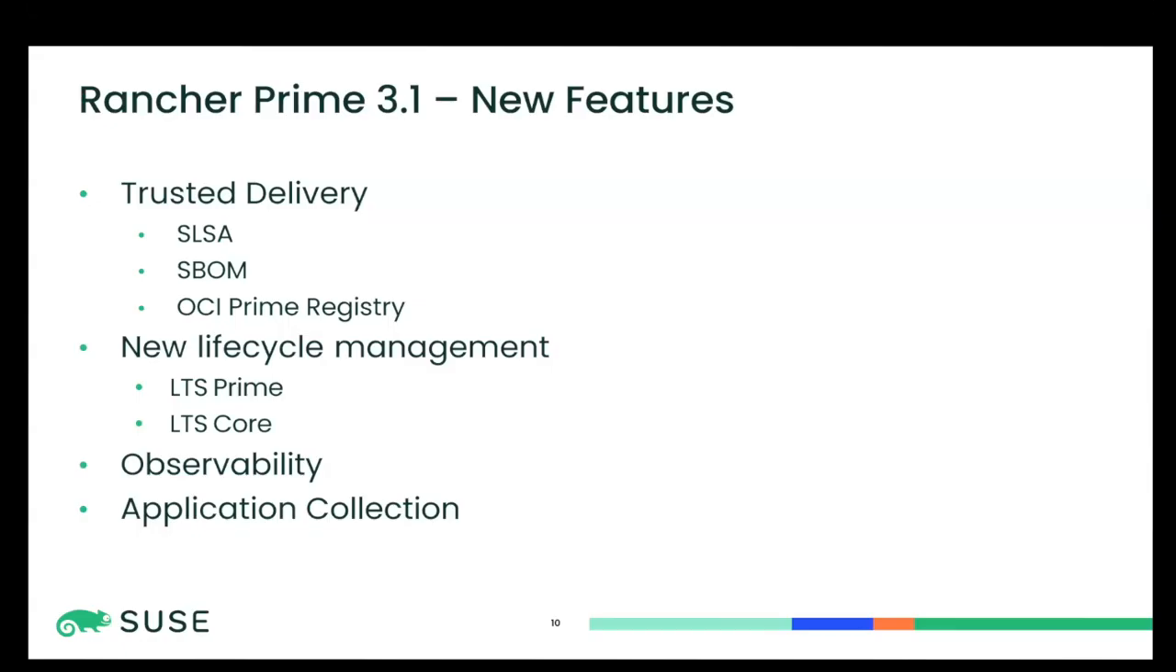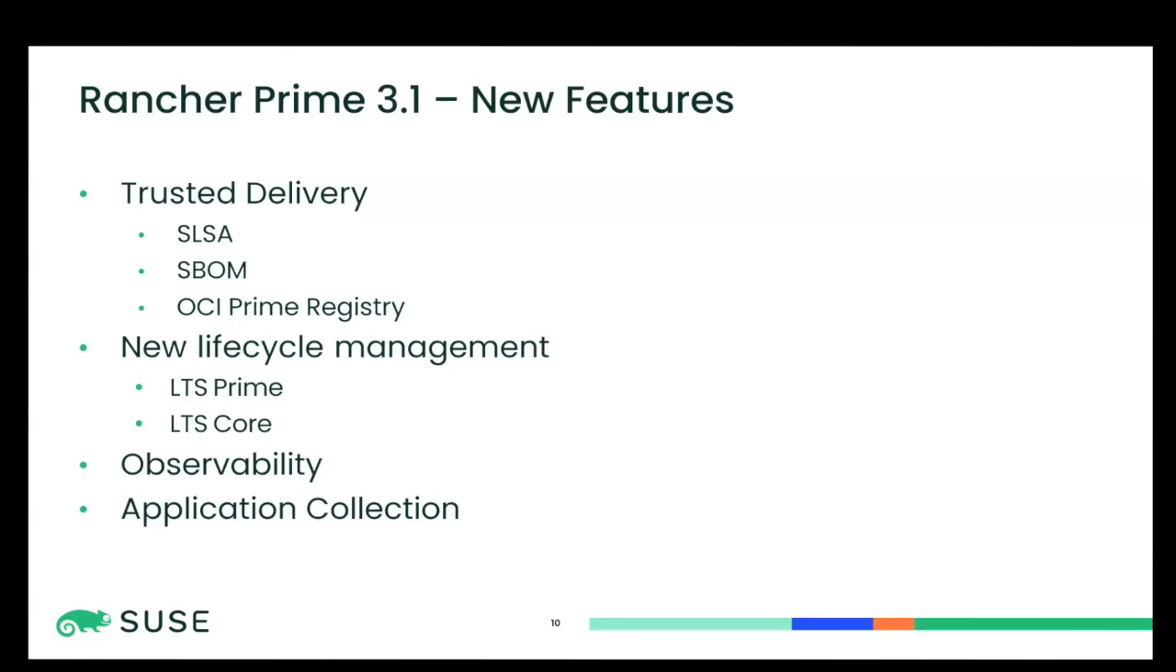So now these are some of the new features that we have with Rancher Prime 3.1: trusted delivery, SLSA, SBOM, Prime Registry. If you're interested in security, or if some regulatory bodies require you to have an SBOM, it lets you know exactly what's going inside there, and the version numbers you're using, to make sure that it's all patched up.